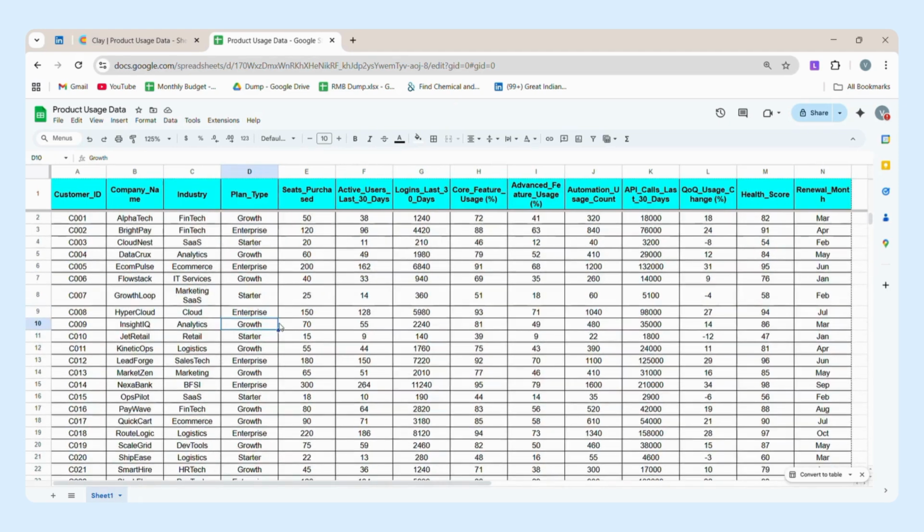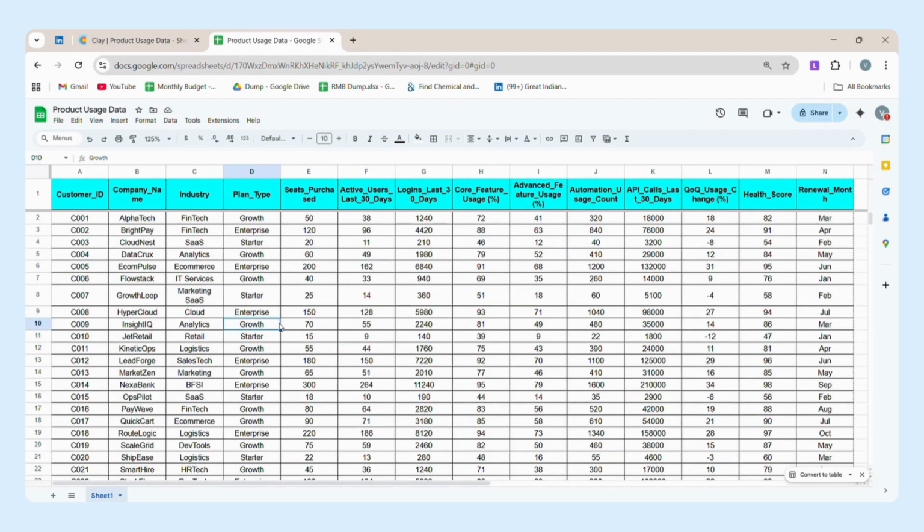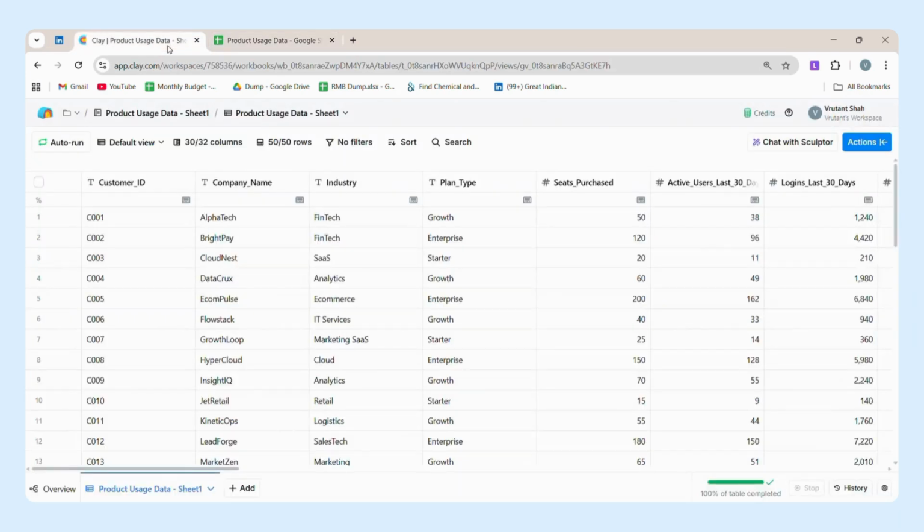Now I have this customer data set, a sample customer data set of 50 customers, wherein I have the company name, the industry, the current plan that they are on, how many seats they have purchased, and other details as well that are related to, say, the active users, logins, the feature utilization, the API calls, how much the quarter to quarter usage change has been, what is the health score, when is the next renewal month for them. So this is the data set that I have. The first thing that I'm going to do is import that into Clay, and the data set looks like this on Clay.